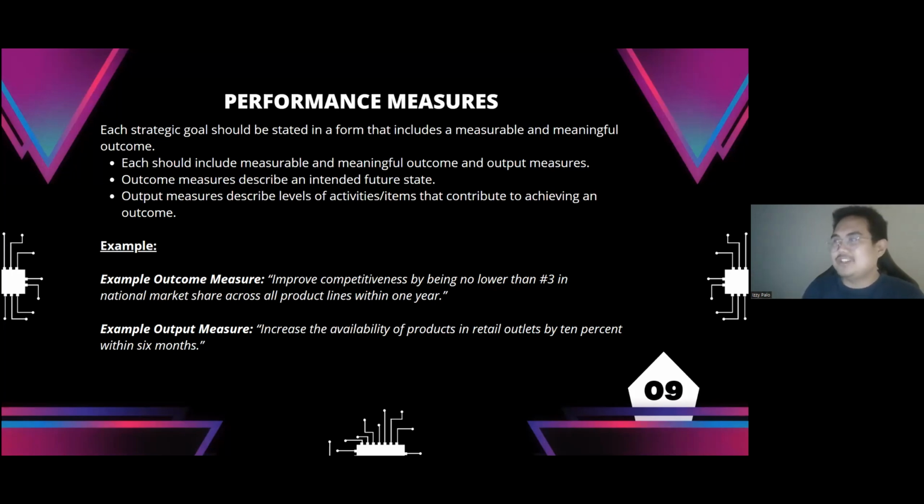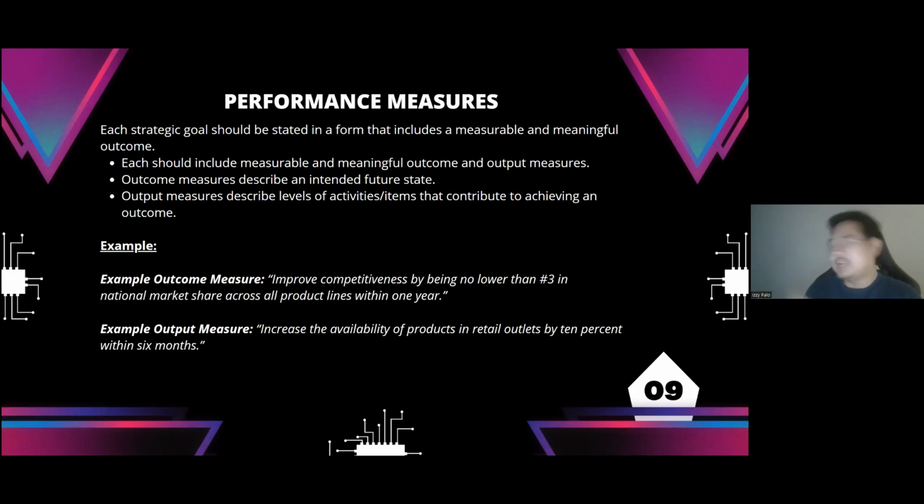So each strategic goal should be stated in a form that includes a measurable and meaningful outcome. Each could include outcome and output measures. Outcome measures describe the intended future state, and output measures describe levels of activities and items that contribute to achieving an outcome.